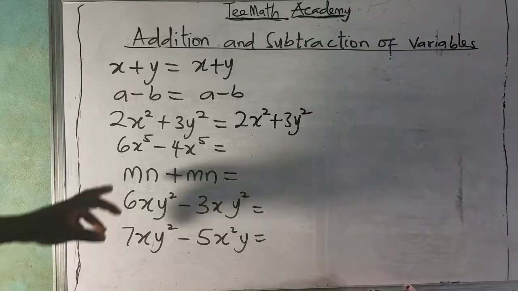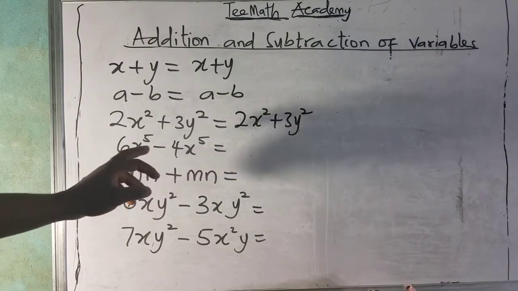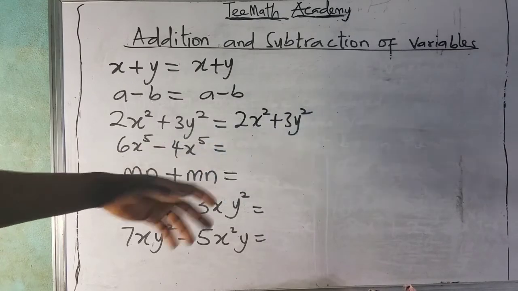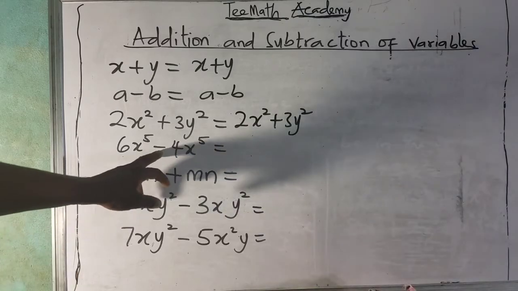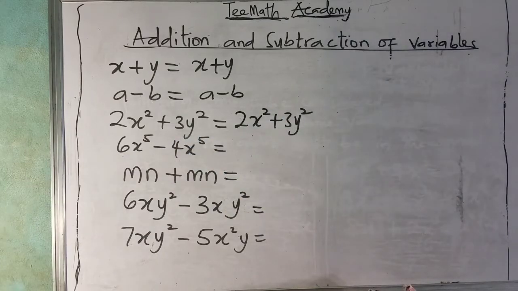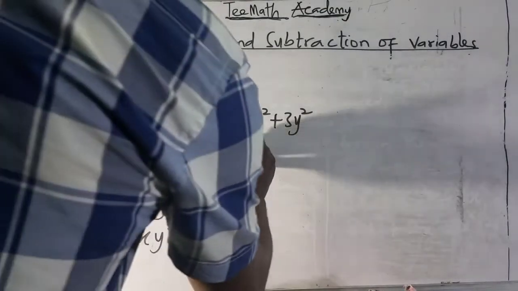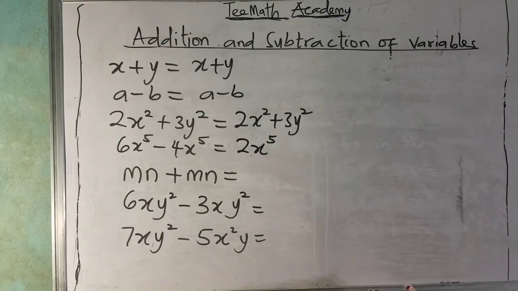Take a look at this. 6x raised to power 5 minus 4x raised to power 5. Yes, they have the same variable and the same power. Therefore, you are free to go. You can add or subtract. But here is subtraction. So 6 minus 4 is what? That is 2. Then 2 what? 2x raised to power 5. So that is 2x raised to power of 5.